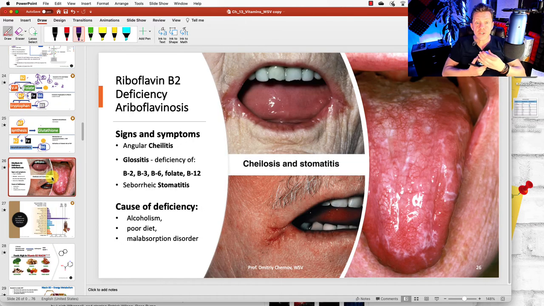And the deficiency of this particular vitamin is pretty gruesome. The deficiency is called ariboflavinosis. That can lead to cheilosis and stomatitis. It is an inflammatory process. It's inflammation of the tongue, of the mouth, and cracked lips, right? Signs and symptoms: glossitis, inflammation, from deficiency of vitamin B2, B3, B6, folate, and B12.